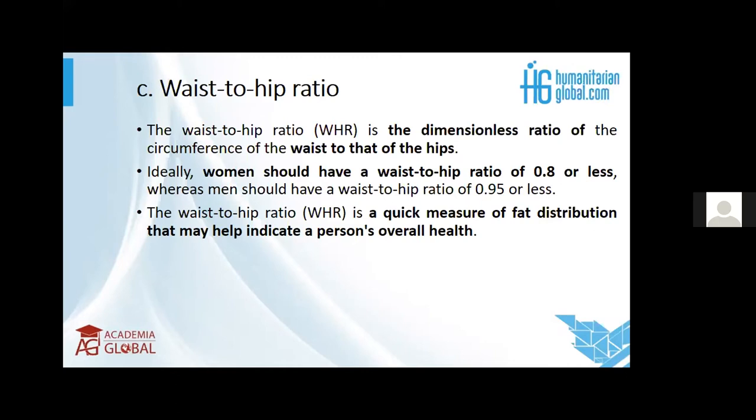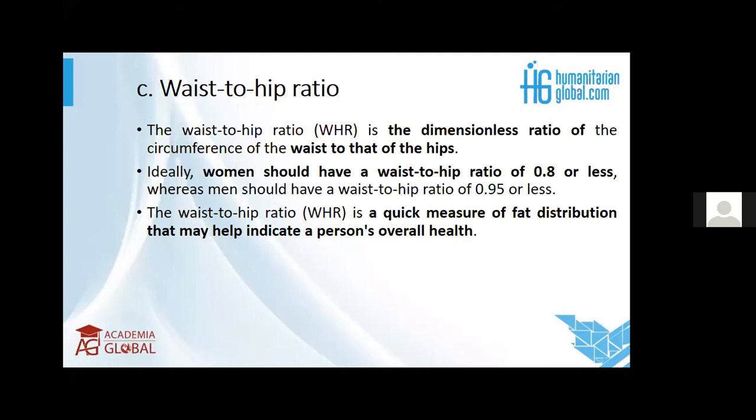We measure snugly, and then we measure the widest part of the hips, and then we divide the waist measurement by the hip measurement, and then we get the ratio. Whatever measurement, if you take the waist in inches, you have to take the hips in inches. If you take in centimeters, likewise. We use a measuring tape.